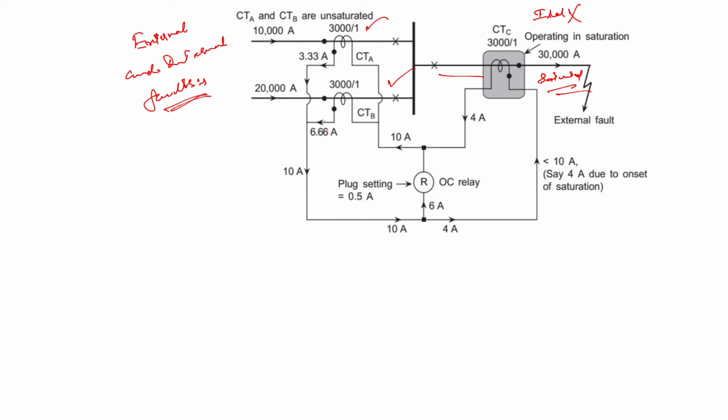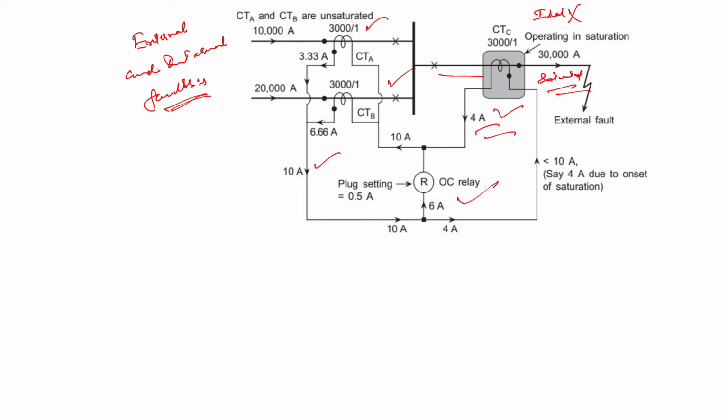Now for the sake of this illustration, let's suppose that the secondary current of CTC is only 4 ampere, because the current will not increase beyond that when it is saturated. Then the current coming from the other CTs is 10 ampere, here we have 4 ampere, and the 6 ampere current will flow through the spill path, and as a result it causes the scheme to maloperate, that is, it loses stability on the external fault.